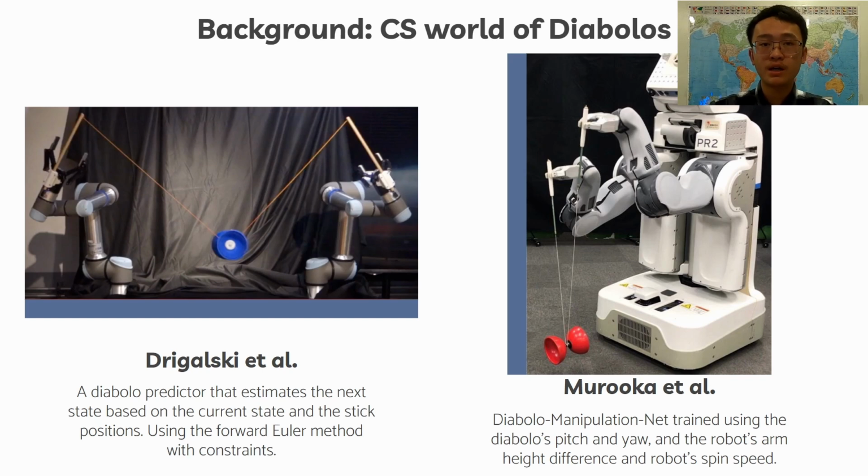Then Moriya et al. use their algorithm called Diabolo Manipulation Net to predict the Diabolo position, and it is trained on the Diabolo's pitch, yaw, and also the robot's arm height differences and the speed of the robots. So both of these models help these researchers create code that allows these robots to play around with the Diabolo and do cool tricks with them.